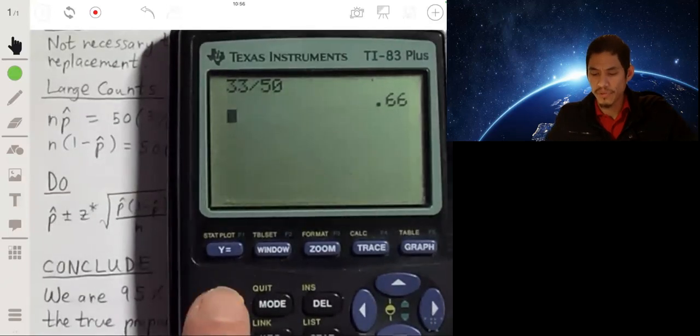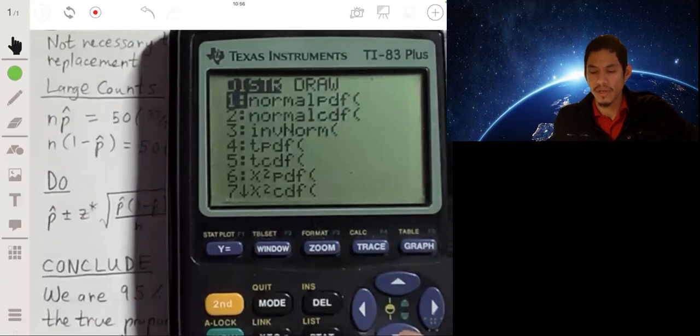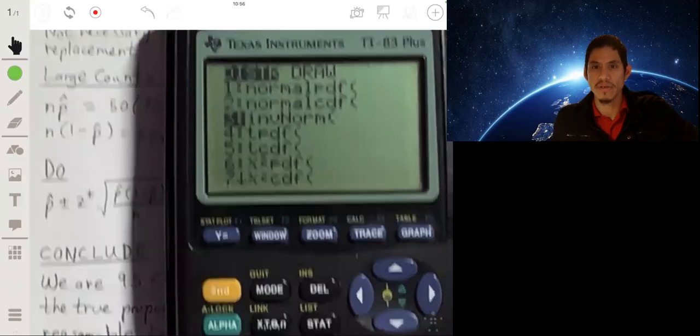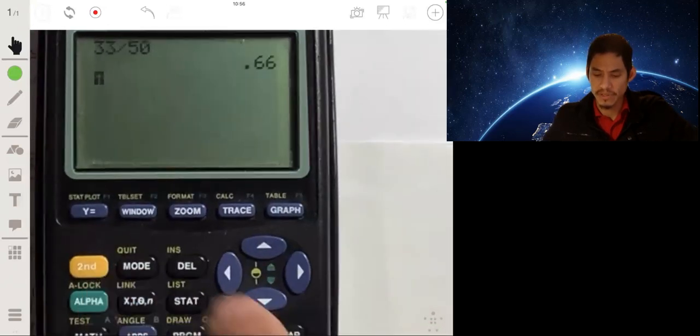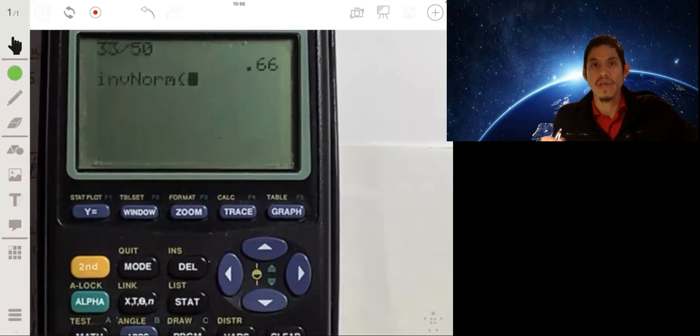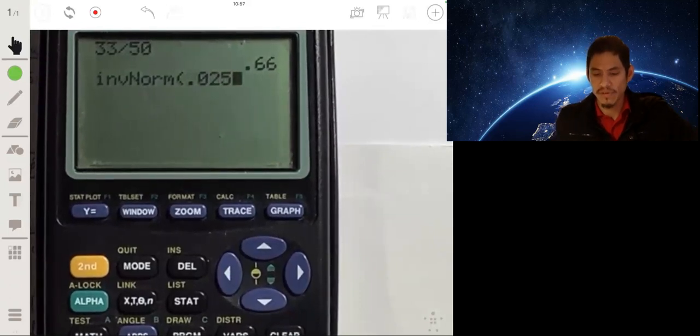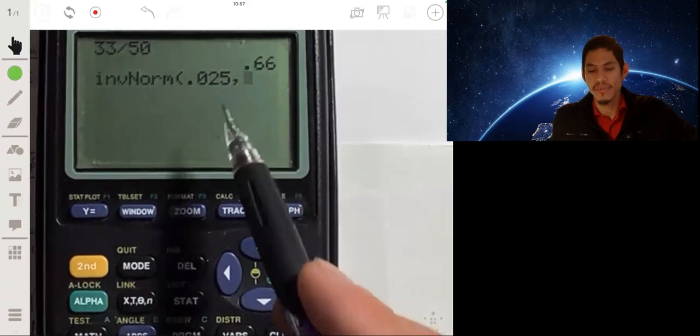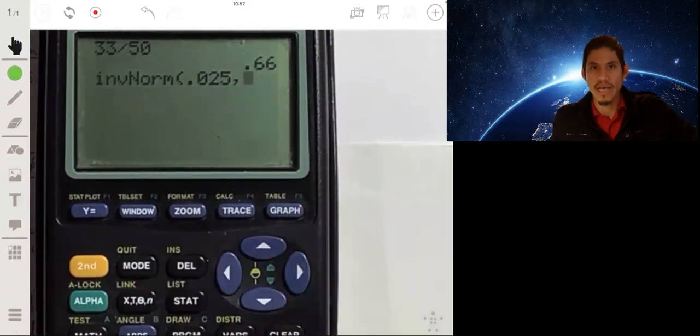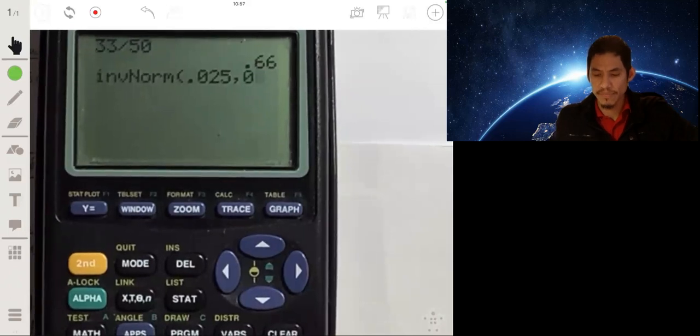If you were to use your calculator, a quicker way to do this is to go to distribution, the inverse norm, and you're going to enter the area to the left. Again, if we're having a 95% confidence interval, there's going to be 5% of the area left over. Since it's symmetrical, you're going to have 2.5% on each side, or 0.025 to one side. The next value we're going to enter is the mean, and since it's the standard normal curve, our mean is 0. And then we're going to enter the standard deviation, which is 1.